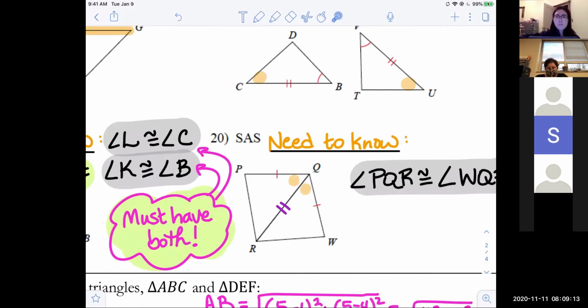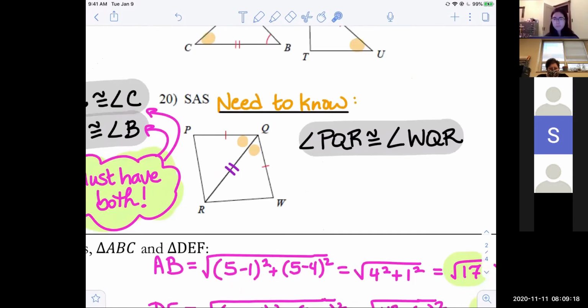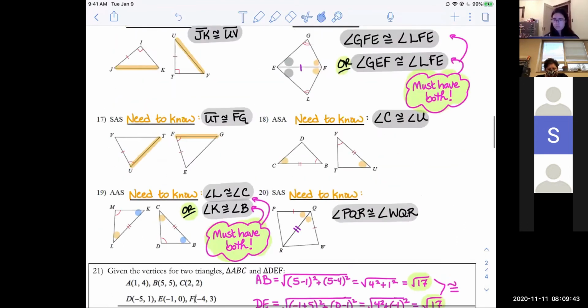The other thing is that the vertices should match. So if I go PQR, then I need to go WQR. So the order here, even though RQW would be the same angle, the order should match the correspondence. Okay, so if I start with P, go along the marked side and then along the reflexive side, I have to do the same thing here. Go along the marked side and then along the reflexive side when I'm naming it. Okay, any questions for number 20?